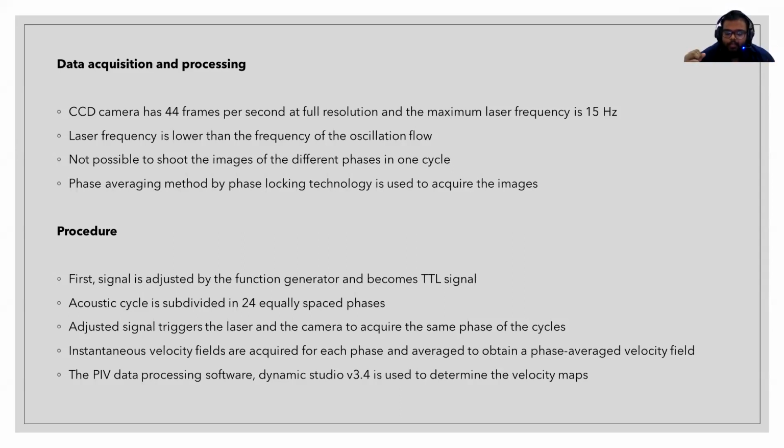Next, to do the experiment, the CCD camera has a 44 frames per second repetition rate, while the laser has 15 Hertz. So we can't make a synchronized measurement of the flow. To do that, we need to use a new method which is called the phase averaging method. To do this, we need to subdivide the acoustic cycle, which is 360 degrees, divide it by 15 degrees, and we will get 24 equally spaced phases.